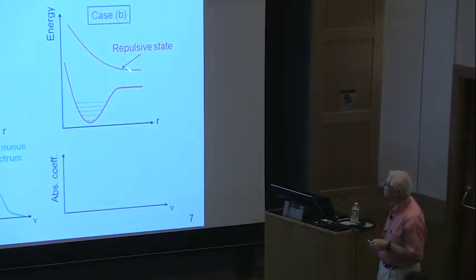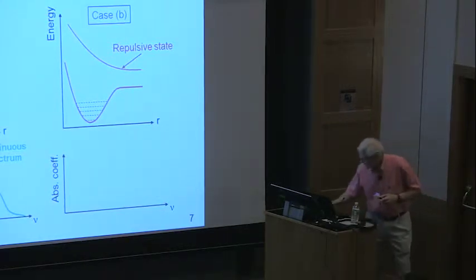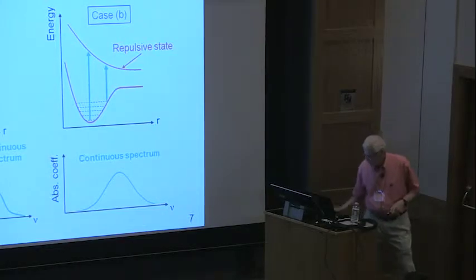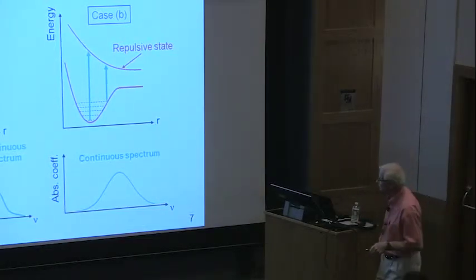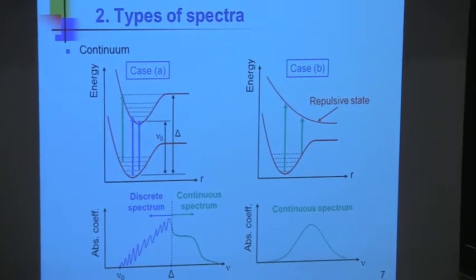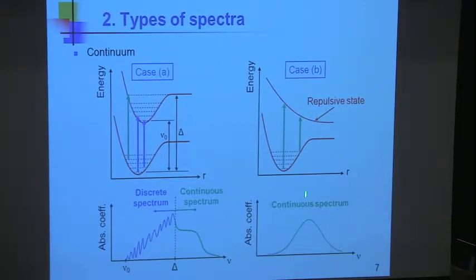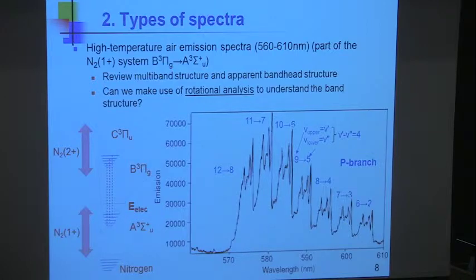So this is because of the electronic character. That's called a repulsive state. And that repulsive state leads to a difference in the apparent spectrum. Instead of it looking like this one, it'll look like this one. So again, this would be a clue that there was a repulsive state. Or if I had a repulsive state, there'd be an expectation of this continuous distribution.